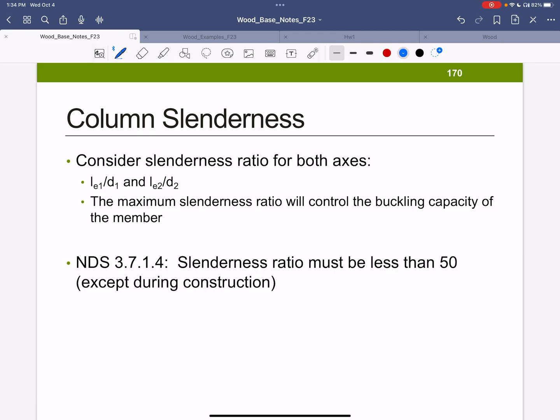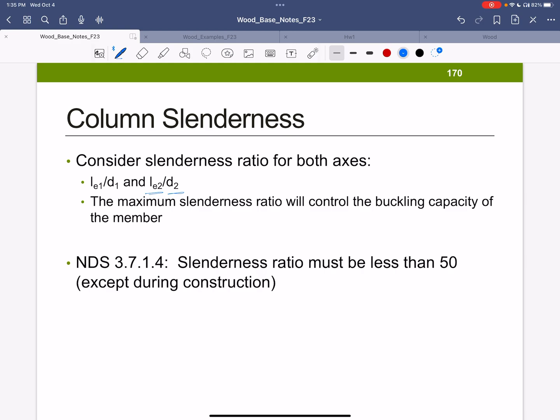So I'm going to look at the slenderness ratio for both the axes. This is the depth of the member. This is the effective length. So in the X direction or the Y direction, or whichever way you want to look at, Z direction. The maximum slenderness ratio is going to control the buckling capacity of the member. In other words, the bigger of those two, because the depth is going to be smaller, and that's on the bottom. So the bigger one of these two controls.